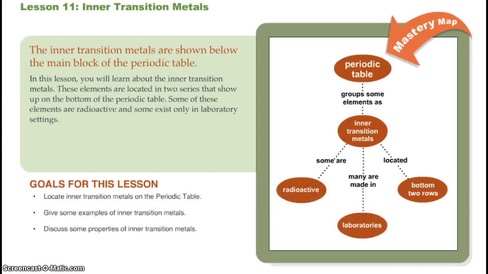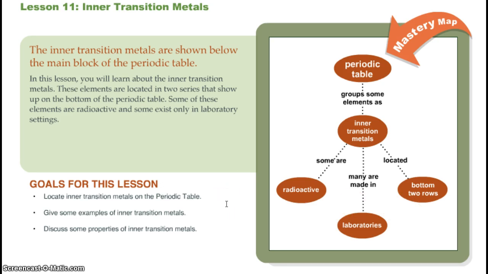In this lesson, you will learn about the inner transition metals. These elements are located in two series or rows that show up at the bottom of the periodic table. Some of these elements are radioactive and some exist only in laboratory settings. The periodic table groups some elements as inner transition metals, some are radioactive, many are made in laboratories, and they're located on the bottom two rows of the periodic table.